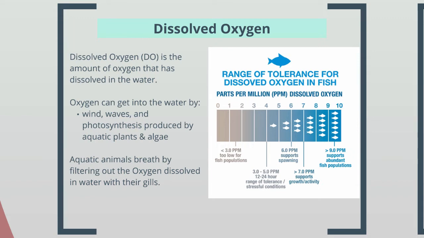We have an image here showing you the range of tolerance for DO in fish, and you'll notice the higher the number, the more fish it can support. As we get lower and lower, it becomes more stressful, they can't breathe as well, and the populations become lower too.